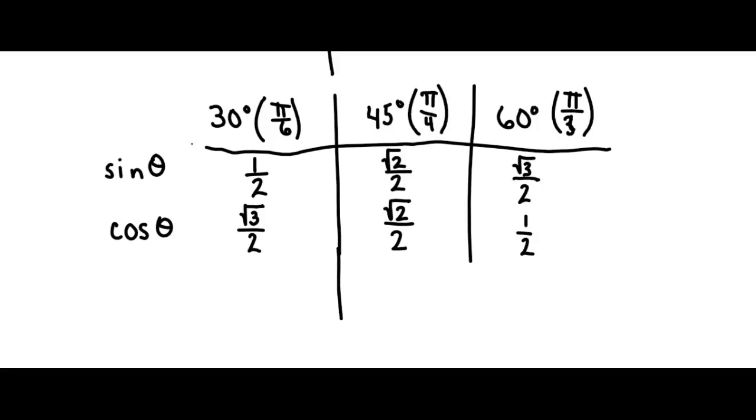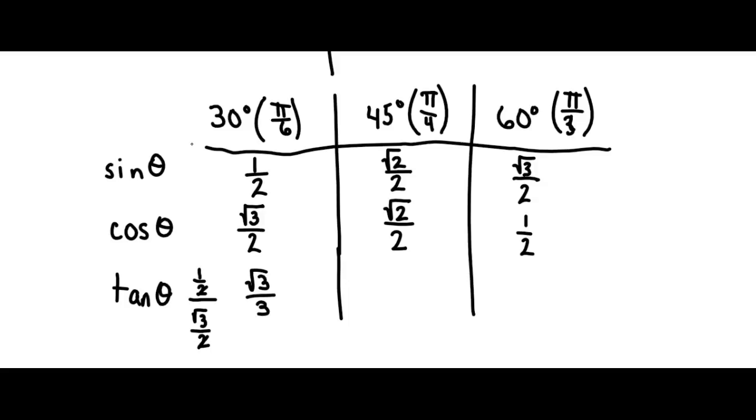Now, that's really all you would need to essentially memorize, because tangent of theta is simply sine theta over cosine theta. So if I were to take 1/2 over the square root of 3 over 2, I can then cancel out my 2's. I get 1 over the square root of 3. If I were to rationalize that, I would get square root of 3 over 3.